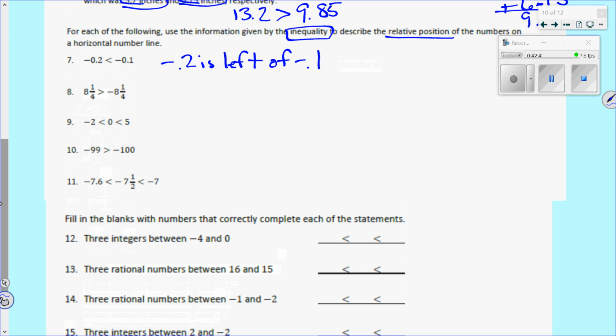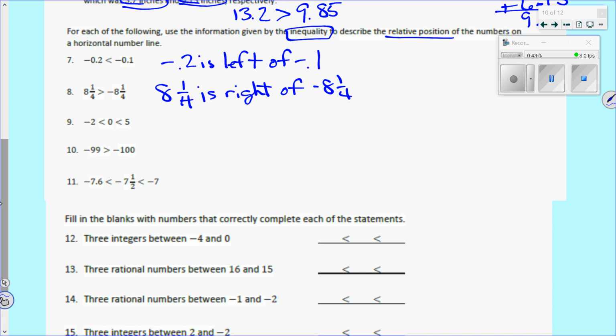Okay, what about our next set? 8 1/4. How's that compared to -8 1/4? So it's going to be right. So 8 1/4 is right of -8 1/4. What about -2, 0, and 5?